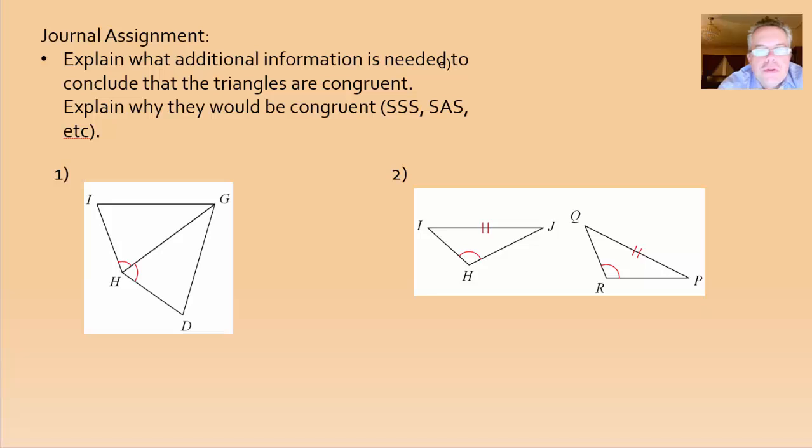Okay, time for today's journal assignment. We have two problems just like the ones we were doing. Explain what additional information is needed to conclude the triangles are congruent. Remember, there's more than one possibility. And explain why they would be congruent. Your options are side, side, side and side, angle, side. Let me put in the ones that I didn't list. I was being a little bit lazy there. You could also have angle, side, angle or angle, angle, side. Those are the four possibilities.